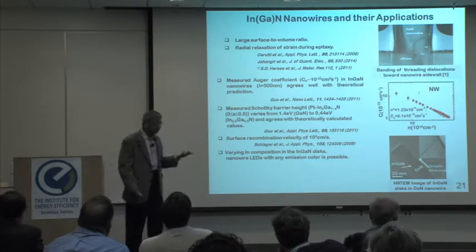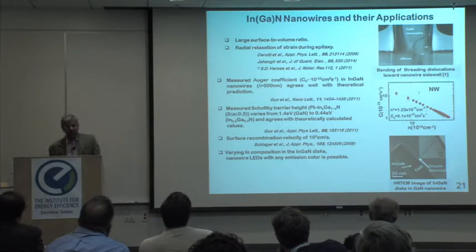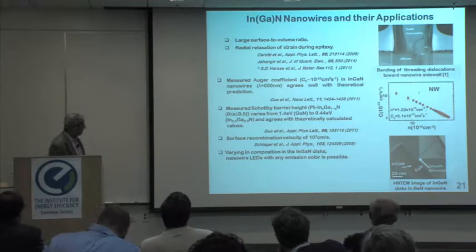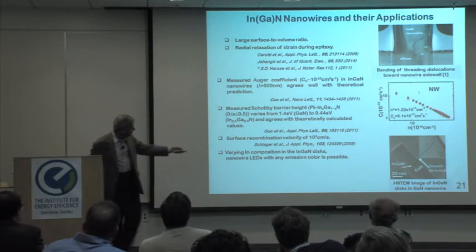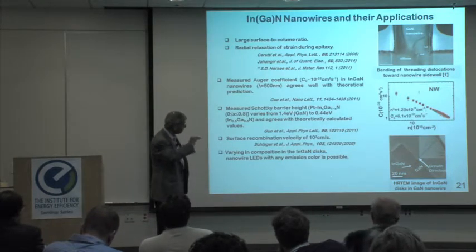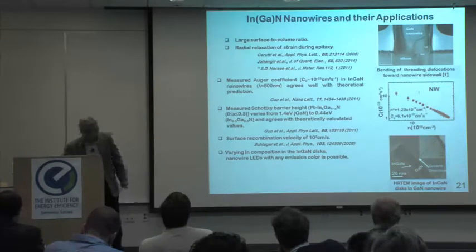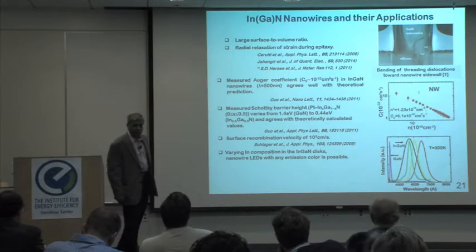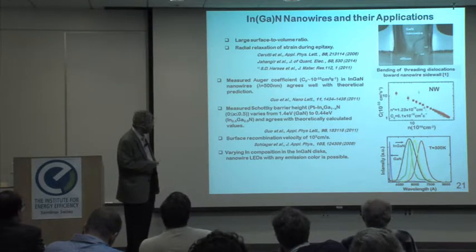Now, the gallium arsenide surface, of course, the recombination velocity is very high, 10 to the power 5 centimeters per second, and this is about 10 to the power 3. And then you can put InGaN disks in these nanowires, 2 to 3 nanometer disks, and you can vary the composition in those disks, and you can get any color you want in the emission, all the way from ultraviolet to, and you'll see how far.